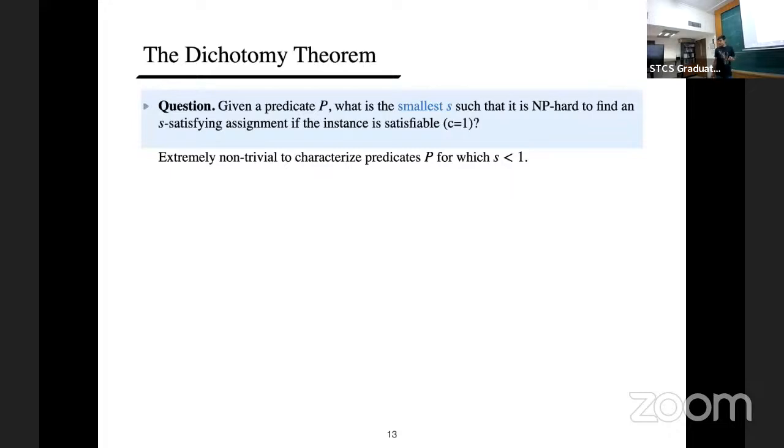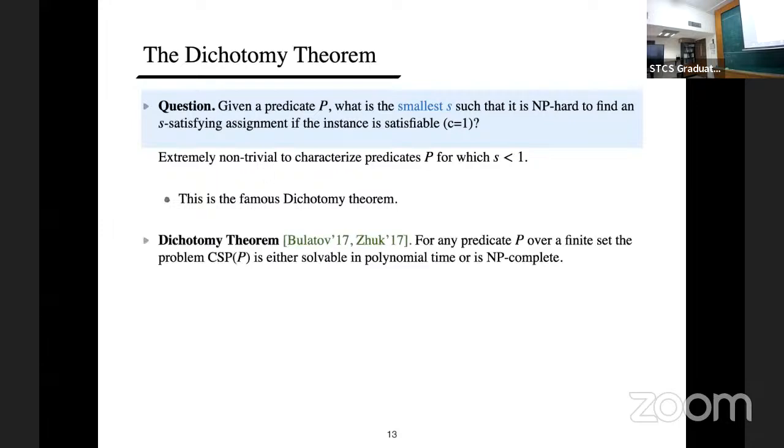And this question is really difficult, because if you could answer that question, you would have solved the dichotomy conjecture, which people have solved recently, but it was a big conjecture in this area, right? Because the dichotomy conjecture says that given a predicate P, decide whether checking satisfiability of Max-P-CSP, or P-CSP, can be done in polynomial time or whether it is NP-complete.